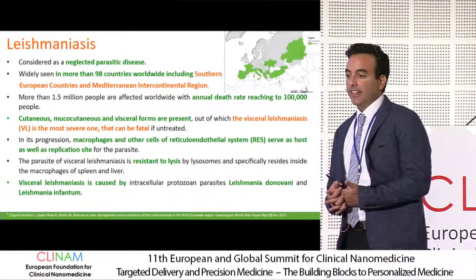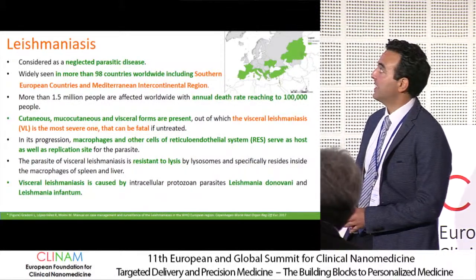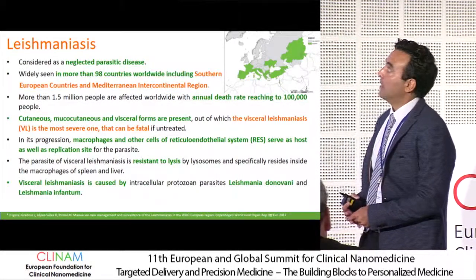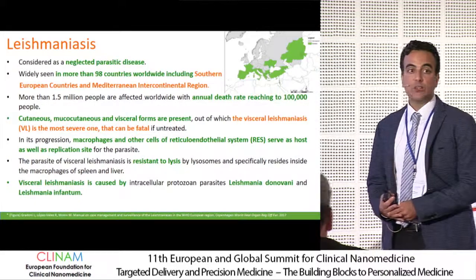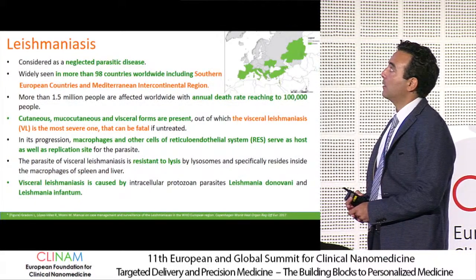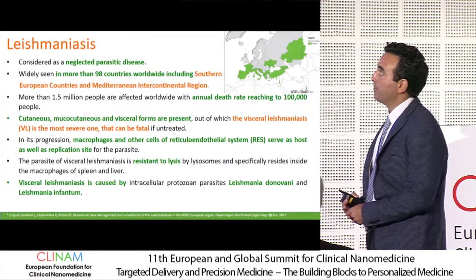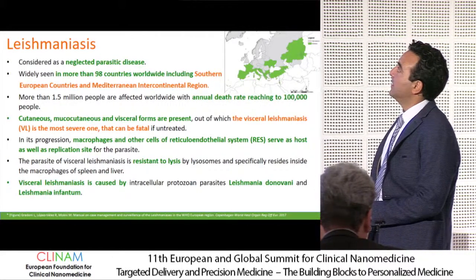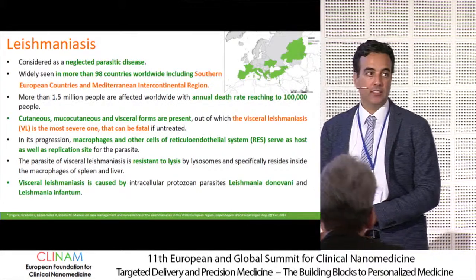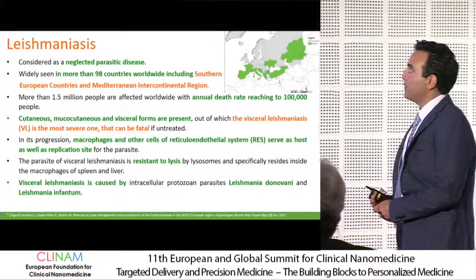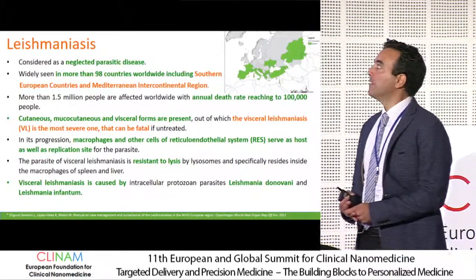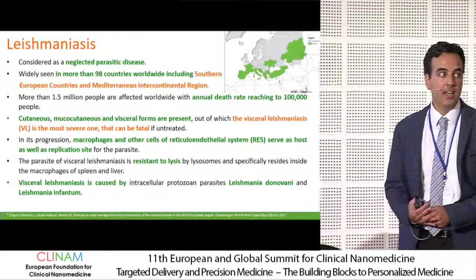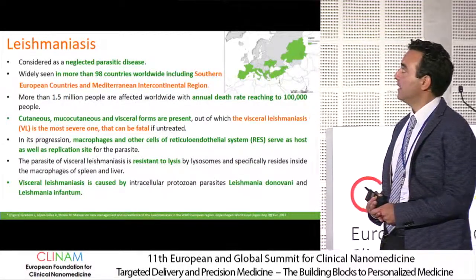Leishmaniasis is considered a neglected parasitic disease, and it is widely seen in more than 98 countries worldwide. These countries also include the Southern and Eastern European region, as well as the Mediterranean intercontinental region. Annually, more than 1.5 million people are affected worldwide, where the death rate reaches up to 100,000. There are different forms, including cutaneous, mucocutaneous, and visceral forms, out of which visceral leishmaniasis is the most severe one and may become fatal if untreated.